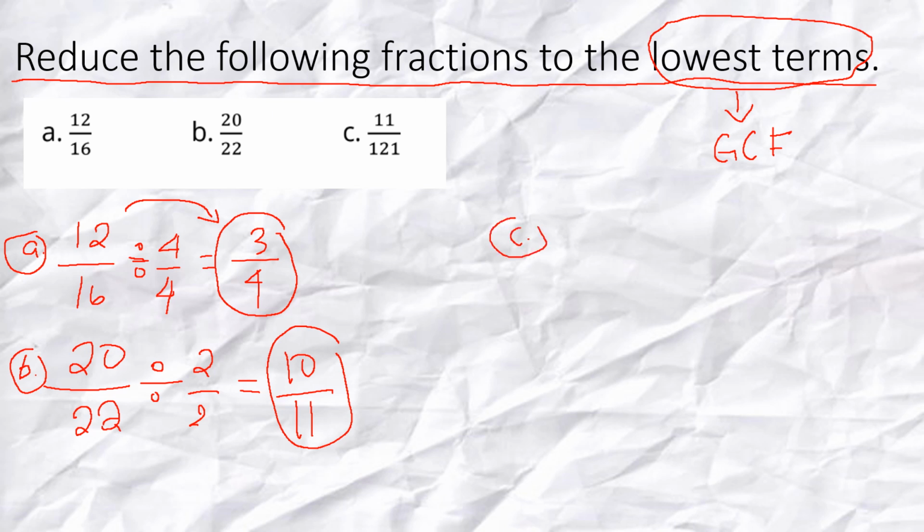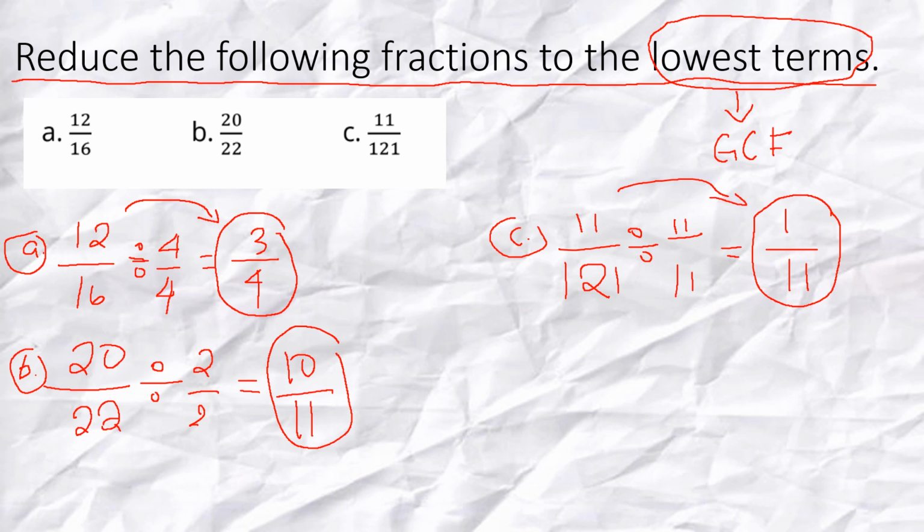For letter C, we have 11 over 121. The GCF of 11 and 121 is 11. 11 divided by 11 is 1. 121 divided by 11 is 11. So the lowest term of 11 over 121 is 1 over 11. So that is how we change the fraction to lowest term.